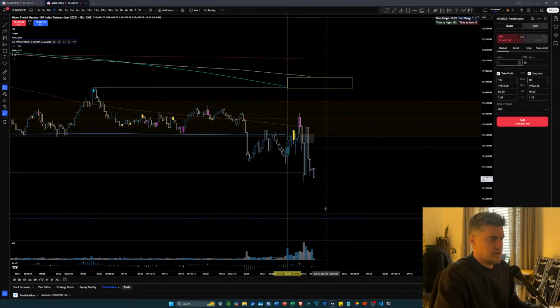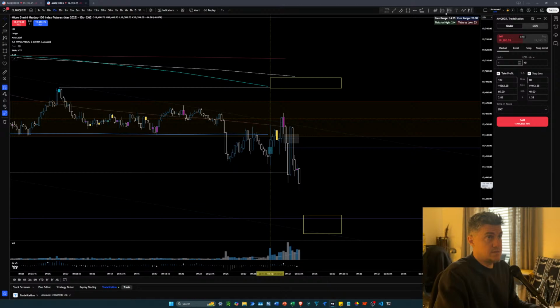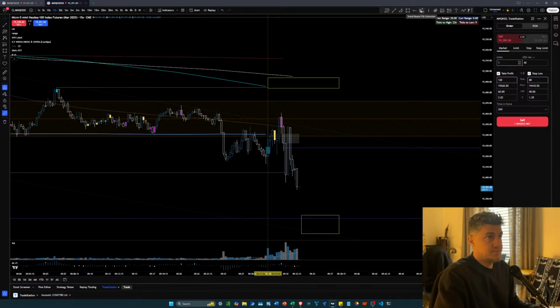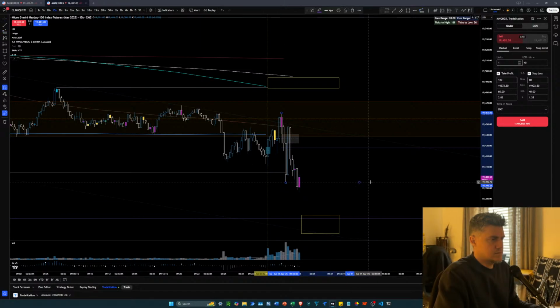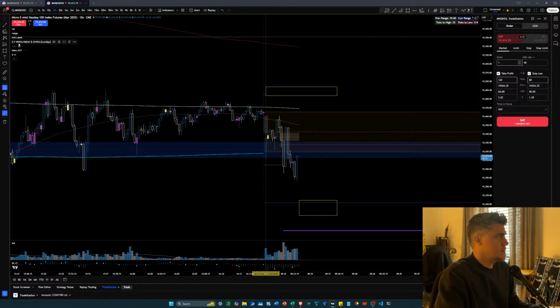Expect this to fail lower. I like this move to get to somewhere around here, probably. Let's see what a measured move looks like. I don't think there's much of an open range gap, but let's just check. No, not much.